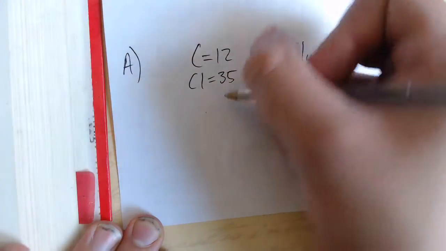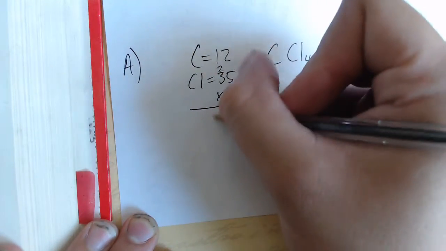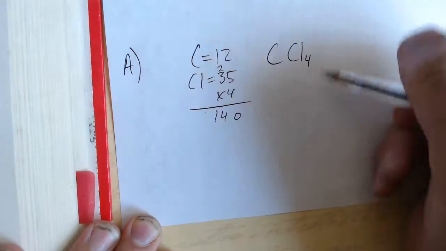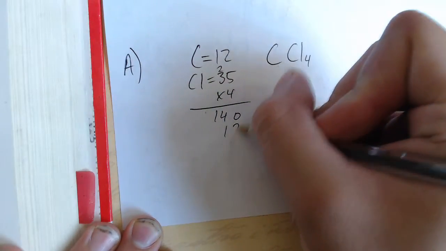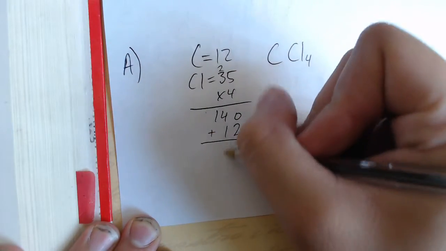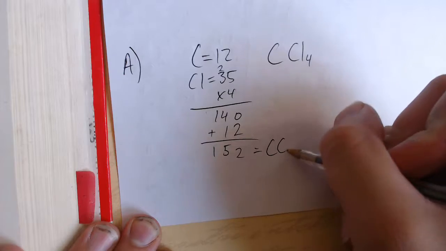So we'll start by multiplying 35 by 4. That gives us 140. So Cl4 equals 140, and then C equals 12. So 140 plus 12 equals 152. So that is the weight of CCl4.